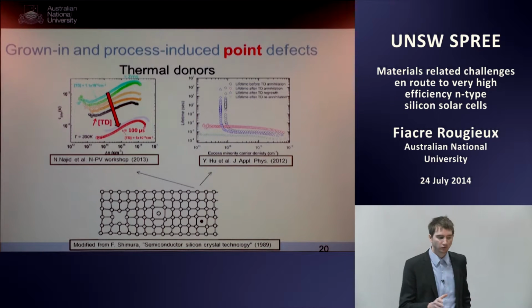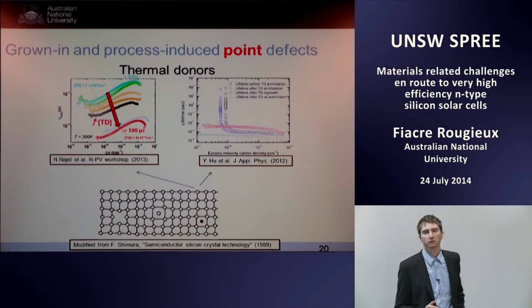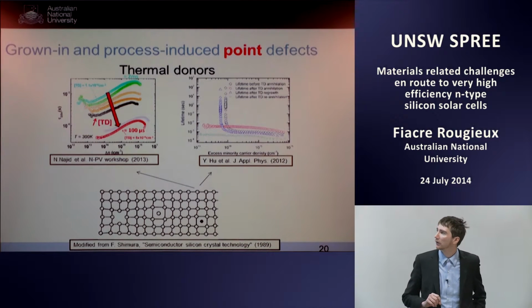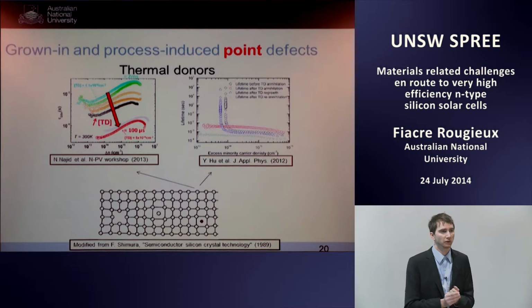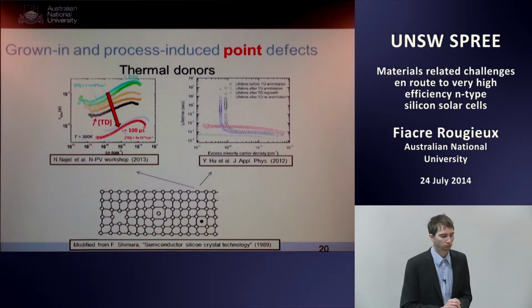There's already literature showing that intrinsic point defects can limit the lifetime or the efficiency of solar cells. And this one shows you just one type of defect, thermal donors. So basically, thermal donors are just a long chain of oxygen atoms, which are created around 450 degrees here.